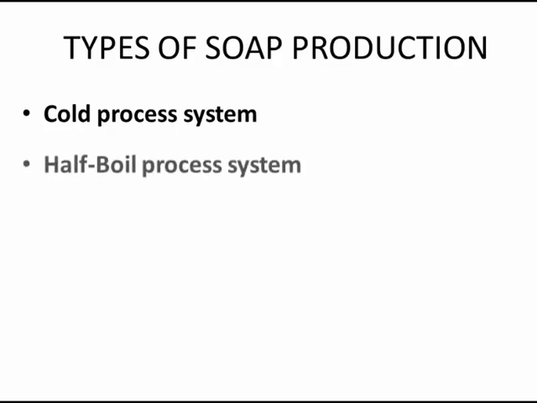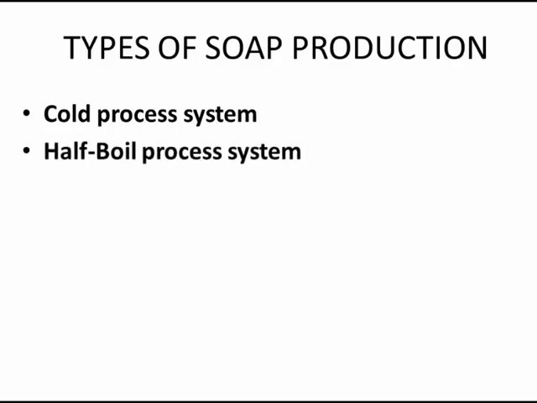Then we have the half boil process. The half boil process is a process in which you boil all your soap chemicals on fire. You apply heat to the soap as you are mixing them together. This is what they call the half boil process. In this one too, glycerol is not really formed because it cannot be separated.